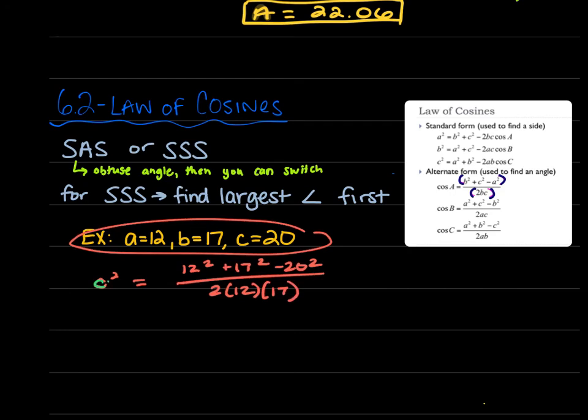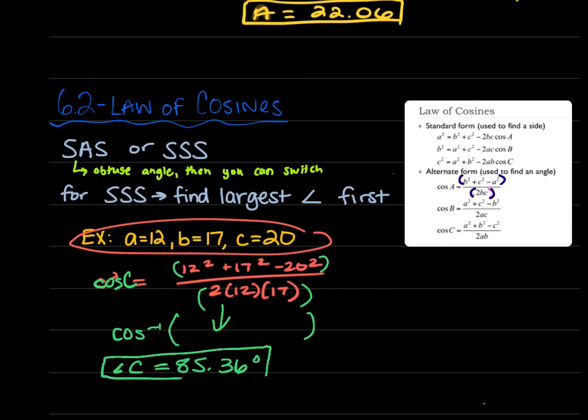Sorry, this is not C squared. This is cosine of C. And then I'm going to do cosine inverse of that whole thing, making sure I put parentheses around the numerator and the denominator. 12 squared plus 17 squared minus 20 squared divided by 2 times 12 times 17. And I get angle C is 85.36.